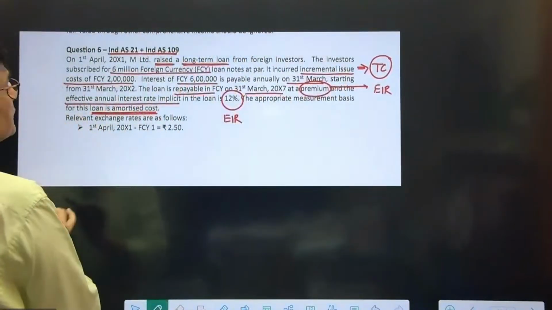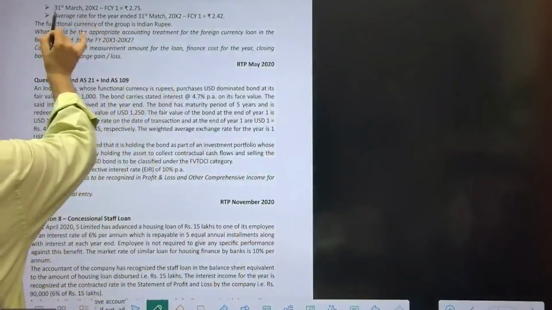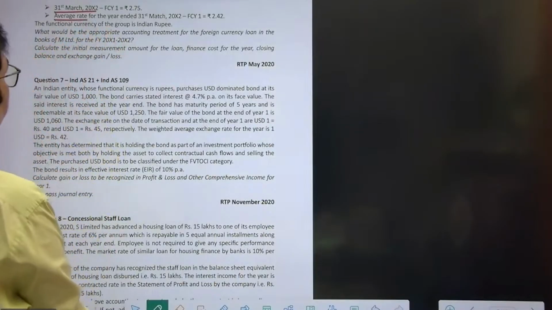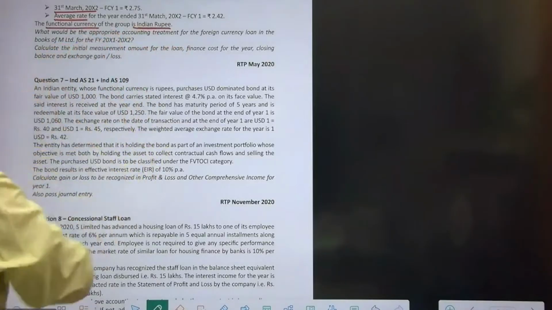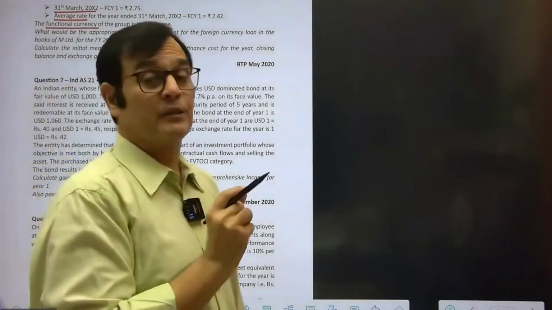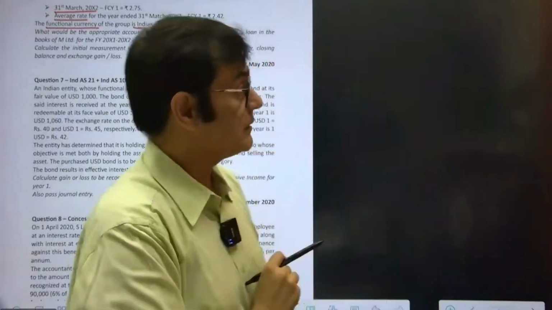Then he says the relevant exchange rates are given. We're given the exchange rate on 1st April X1. And we're also given the exchange rate at the end of the year as well as an average rate of exchange. The functional currency of the group is supposed to be Indian rupee. So, which means the transactions are going to be converted in terms of Indian rupee because, as per Ind AS 21, once you identify the functional currency, all transactions in a currency other than that become a foreign currency transaction. So, in this case, INR is the functional currency.